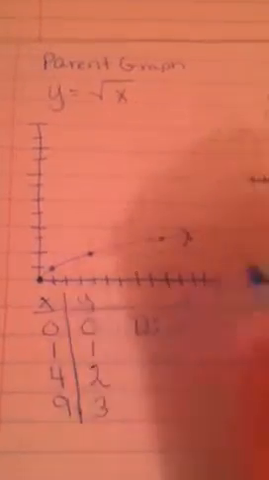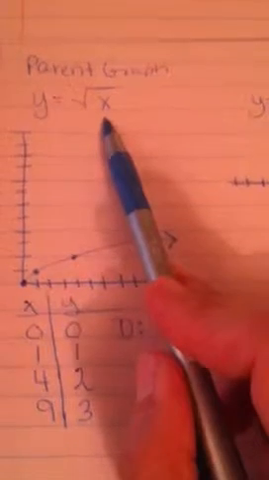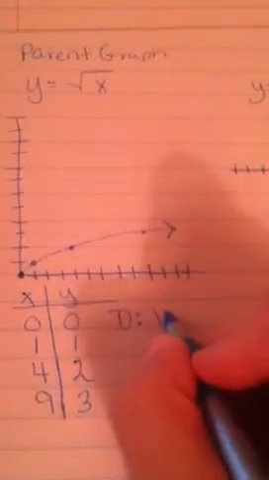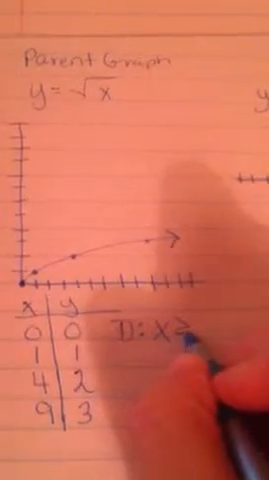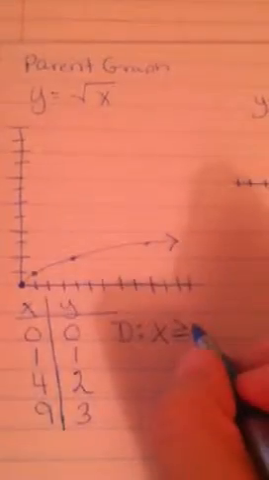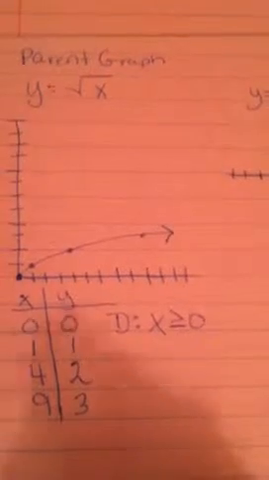And my domain. Now if I try to put a negative value in here, then I'm going to be dealing with imaginary numbers, and I'm only working with real numbers right now. So x has to be greater than or equal to 0, because I can take the square root of 0, which I just did, and it produced 0. So my domain is x greater than or equal to 0.